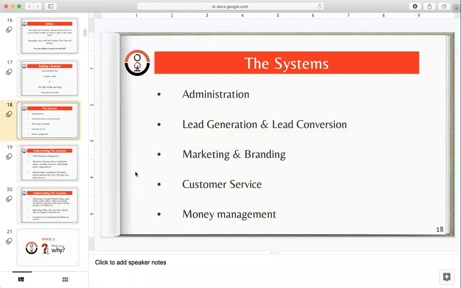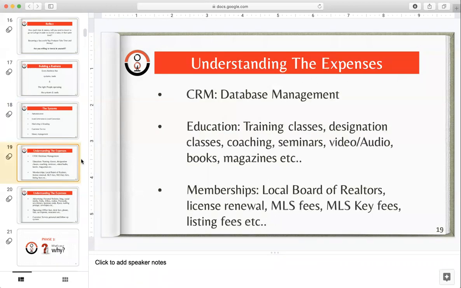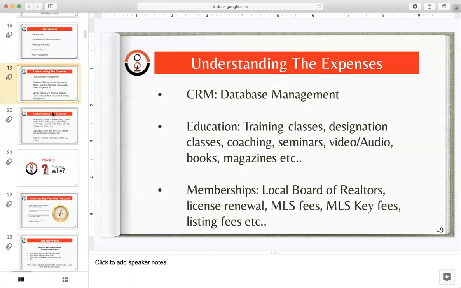Customer service is something that you need to do by yourself as an agent at the beginning. Later on in the game, your administrative assistant or personal assistant is going to be the one doing customer service. And then money management is all on you, all the way through the end stages of owning a business, which we spoke about in session 1. So understanding the expenses, I'm going to run some of them quickly by you. CRM, obviously, database management. Should you have one?